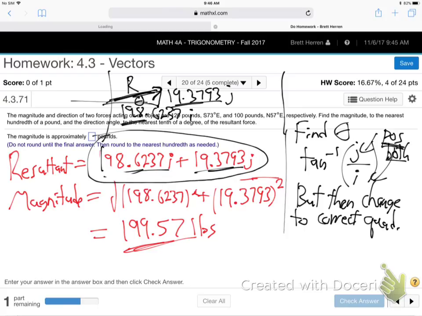So that's why I say you make them both positive. In other words, you just put it in the first quadrant. Get your angle, and if it is in the first quadrant, you're done. If not, then you need to change for whatever quadrant. All right, so let's do that.